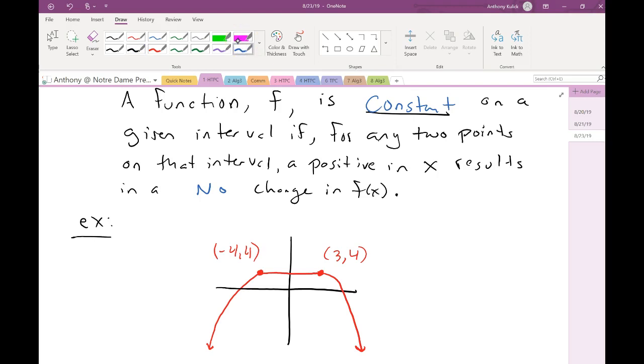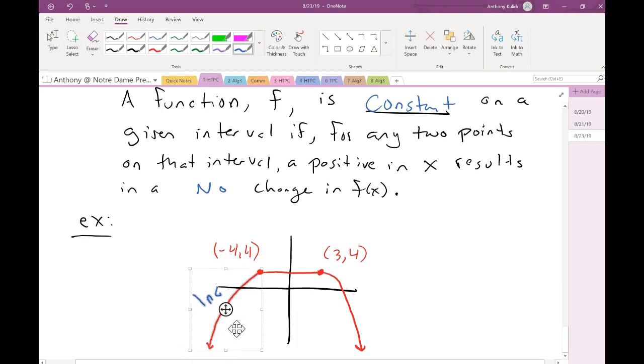Okay, so let's look at this example. We're just going to identify the intervals that are increasing, decreasing, and constant. Does anyone see an increasing interval? Yes. So this part is the increasing part, right? Is that part there? Everybody agree?